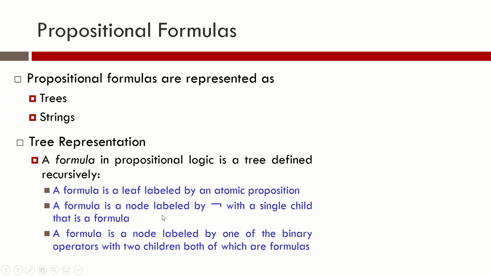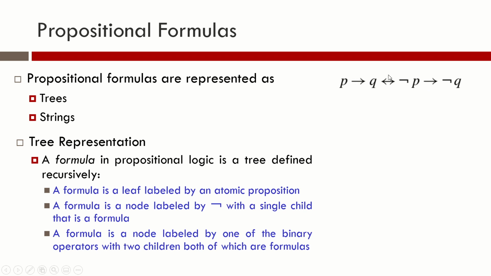If we have a node which is labeled by negation, then that node will have only a single child, which is a formula. And if the node is labeled with a binary operator, that node will have two children, both of which are formulas. We will see an example. Suppose we have a propositional logic formula: P implies Q, equivalence, negation P implies negation Q.